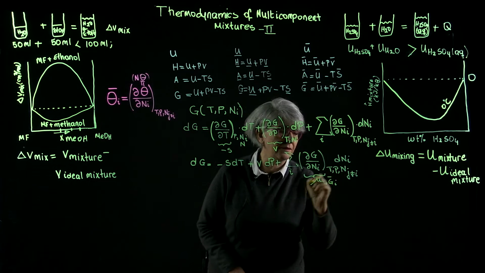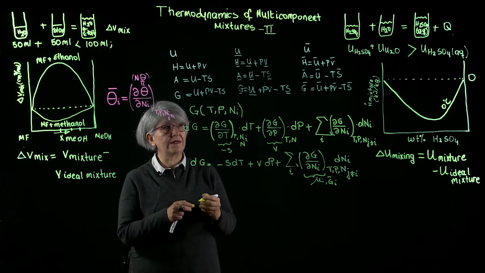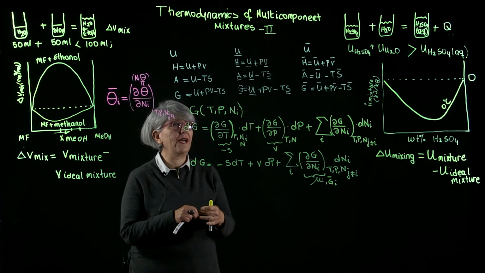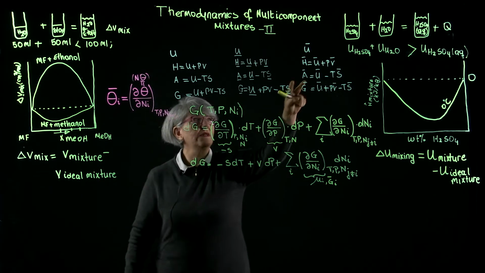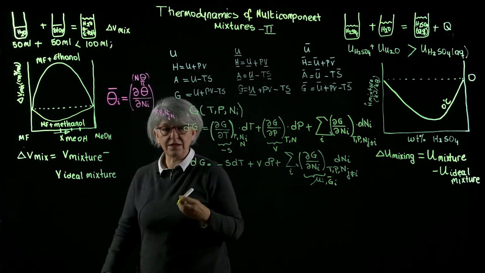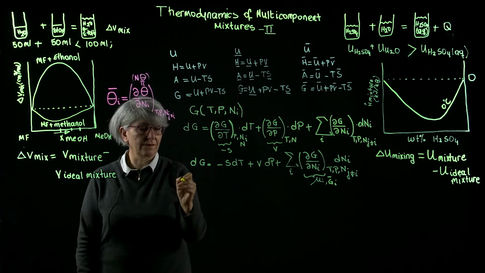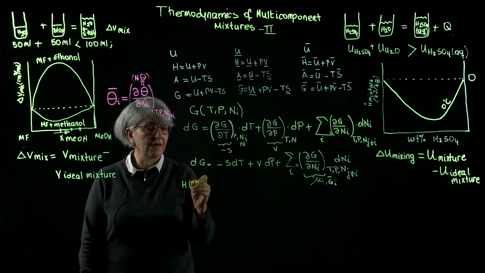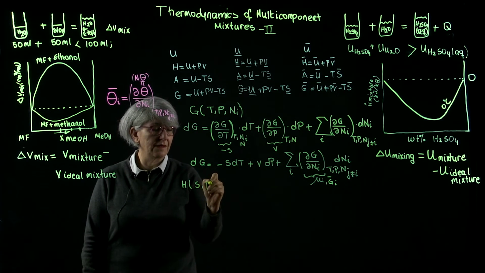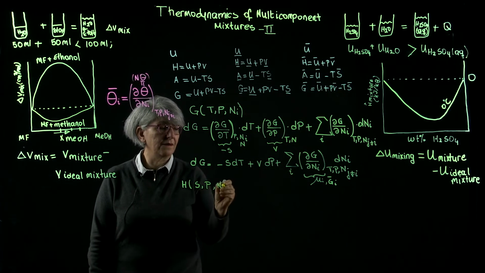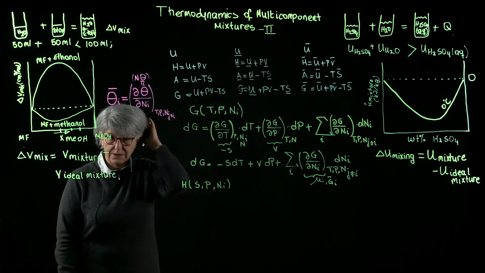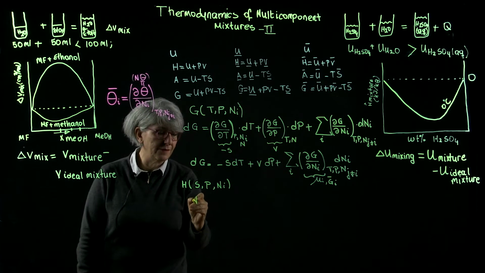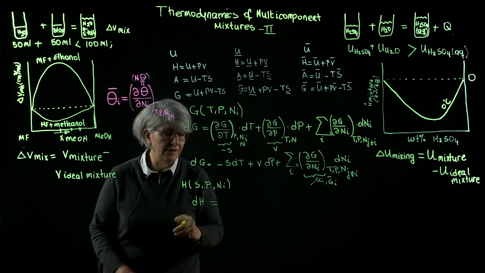All right? Now let us derive something similar for H. Now H is a function of S and P, and now we have Ni in our equation. Now we have mixtures. Now let's derive the expression for the H.